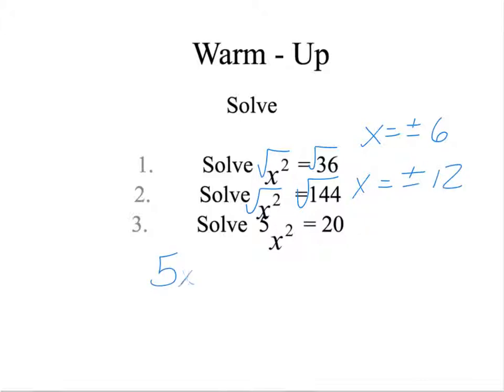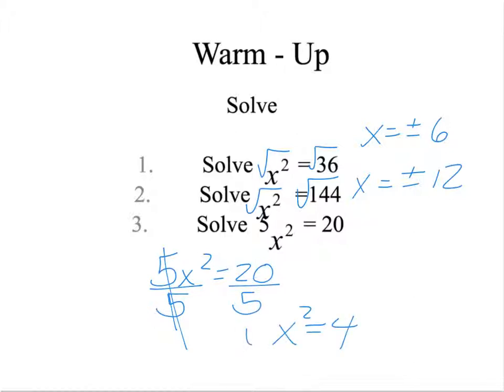3 I'm going to write down here a little bit better. We have to get rid of the 5 first by dividing each side by 5. And I get x squared equaling 4. Square root, and you get positive negative 2. Again, I cannot stress enough the importance of having the positive negative symbols there. They have to be there.